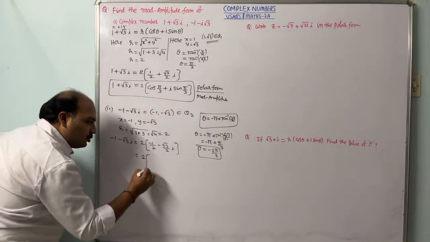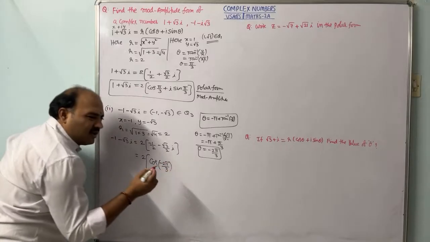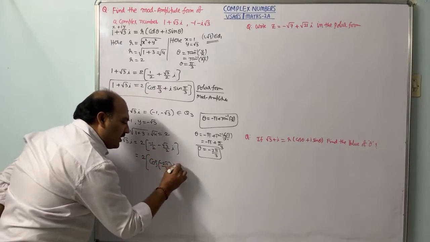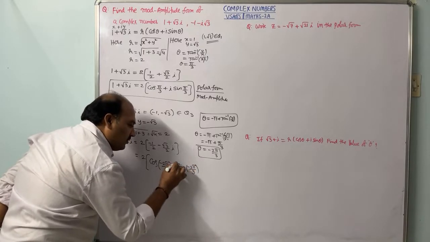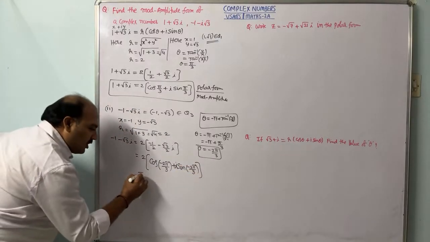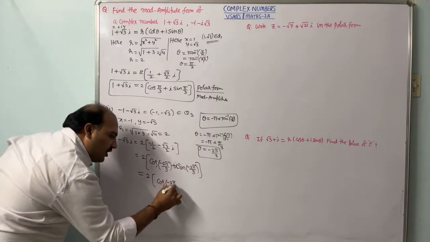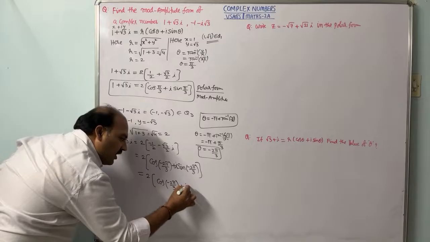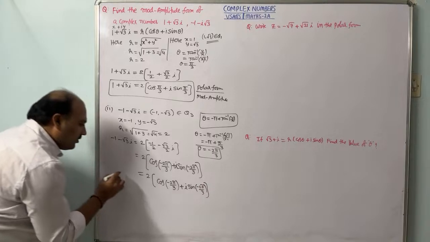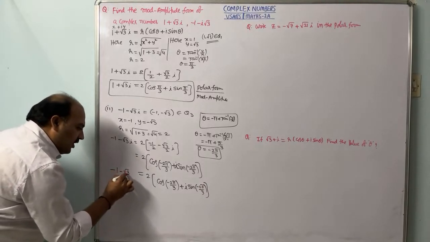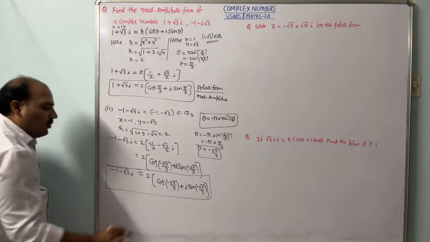So 2 into cos minus 2 pi by 3, cos minus value nothing will happen, but sine we should, plus sine minus 2 pi by 3 into I. So this is called modulus amplitude form: 2 into cos minus 2 pi by 3 plus I into sine minus 2 pi by 3. That is how minus 1 minus root 3 I can be written. I hope everyone understands this, students.